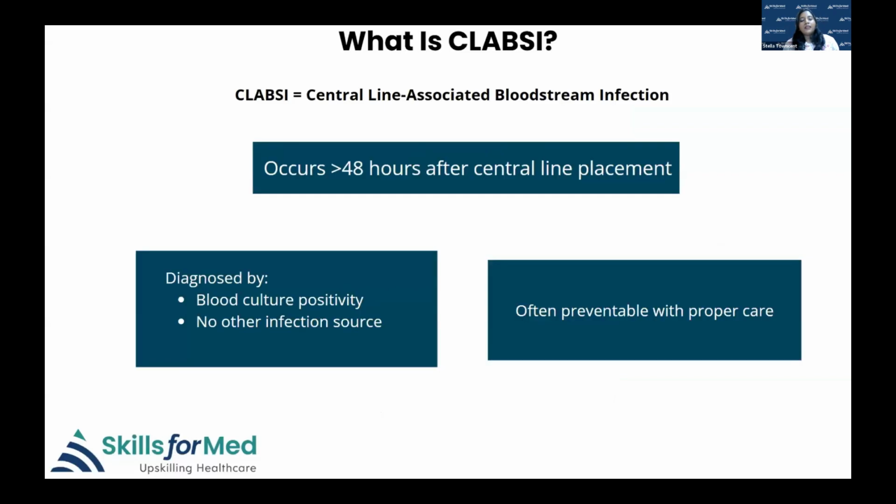We consider it a CLABSI for a patient who has a central line in situ, when the patient develops infection after 48 hours of insertion. So how are we going to diagnose? Two things. One is sending the patient's blood for blood culture positivity, and also there should be no other infection source, then it is considered a CLABSI. As we used to say, all healthcare associated infections are preventable. Similarly, CLABSI is also preventable with proper care.